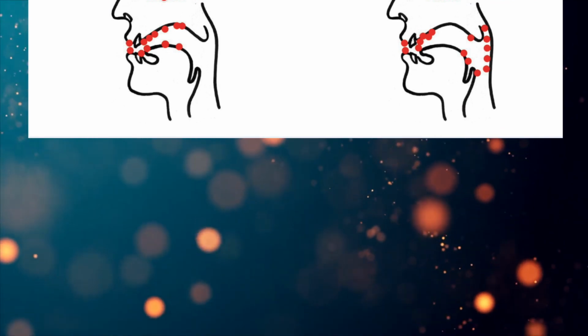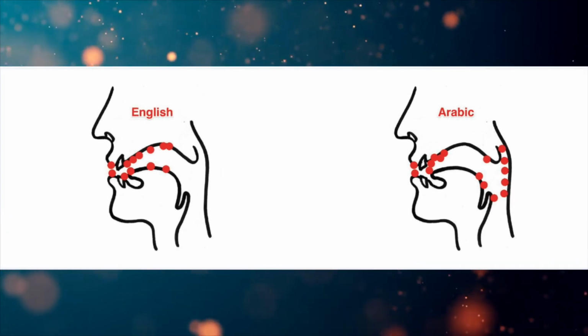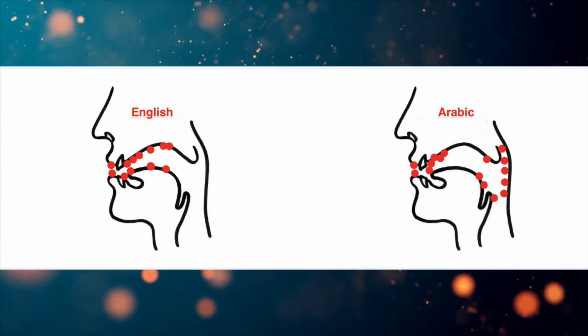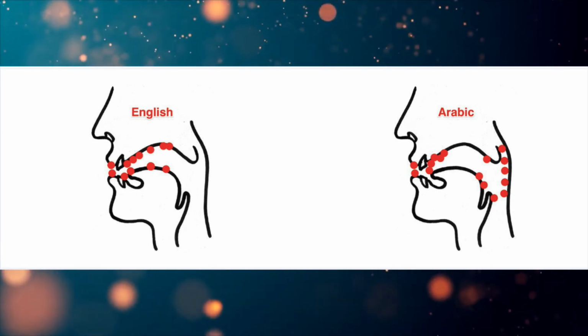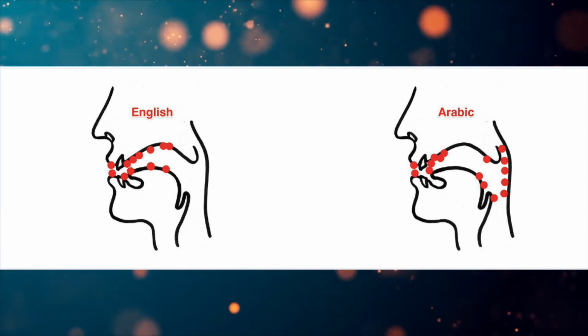Now, do you guess? Is this Arabic or English? Well, guess what? It's English. And the second one is Arabic. So what I want you to understand is that, anatomically speaking, there is a difference between the anatomy and the origin of sounds between English and Arabic.